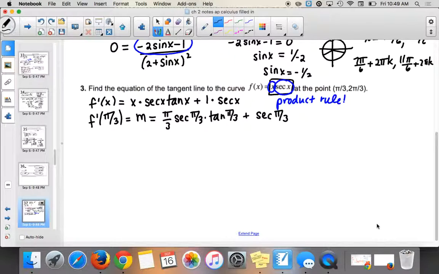How do you put in secant of pi over 3 on your calculator? 1 over cosine of pi over 3, yeah. I do that all the time. So I have pi over 3 times 1 over cosine of pi over 3 times tangent of pi over 3, and then plus 1 over cosine of pi over 3. So you guys all do that. I got 5.627598 and so on, so I'm going to round up and say 5.628. That would be the easiest way to find it.